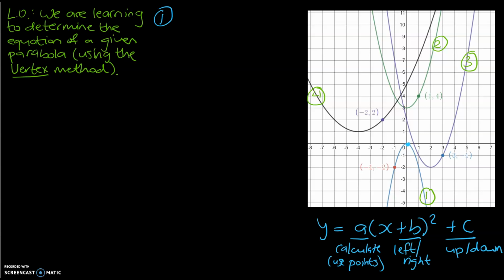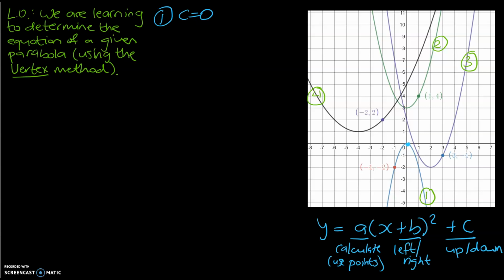So we then have to ask ourselves, how much has that moved up or down? So it actually hasn't moved up or down. So in our case, c will be equal to 0. No movement up or down. It is upside down, but the vertex is still at that same point.